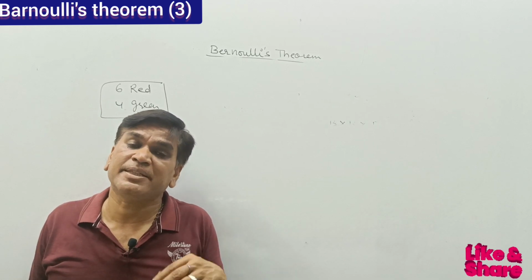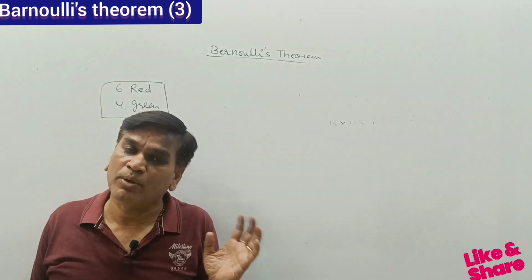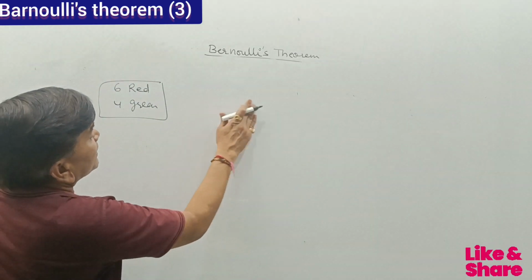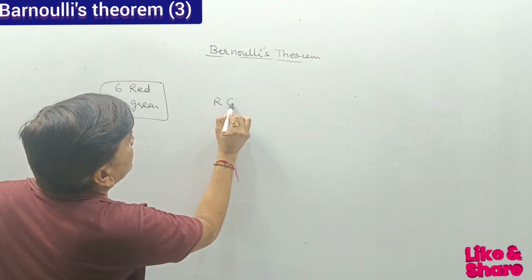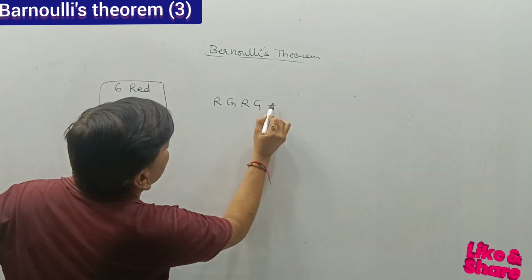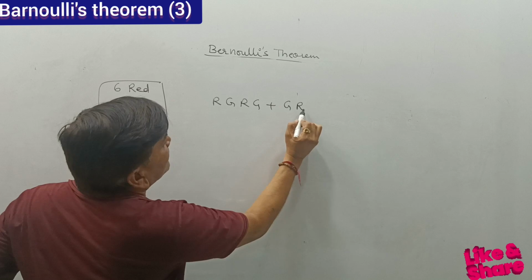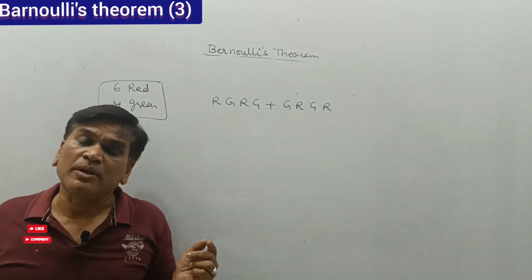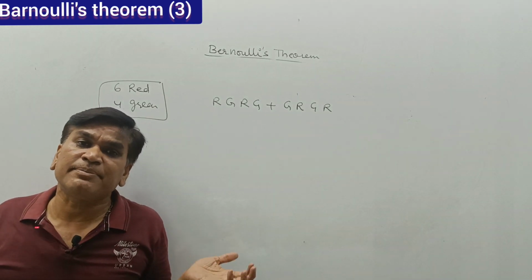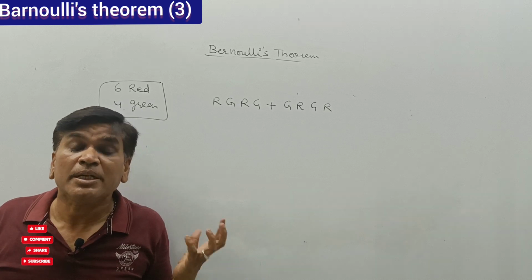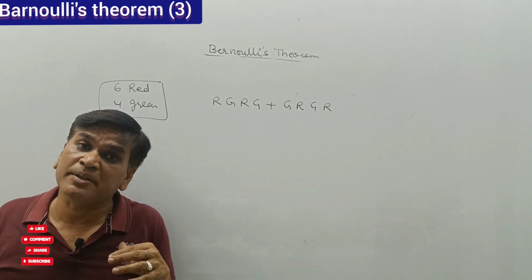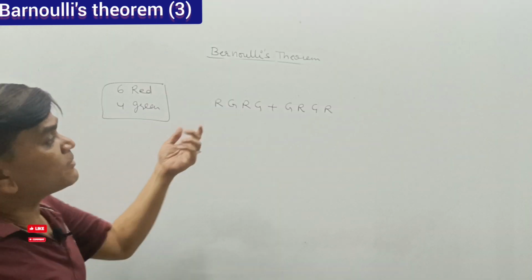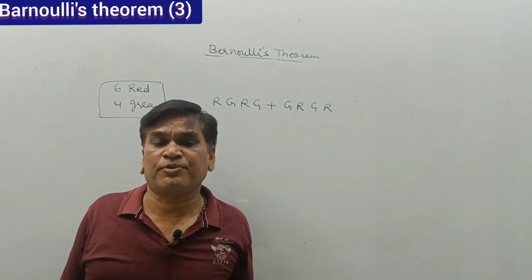It means first time red, then green, then red, then green. So one by one is taken. It may be possible starting from red: red, green, red, green. Or it may be possible first is green, second is red, third is green, fourth is red. So the probability is the addition of all the possibilities.